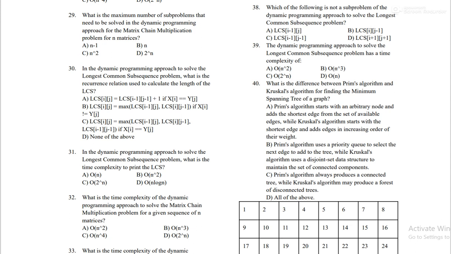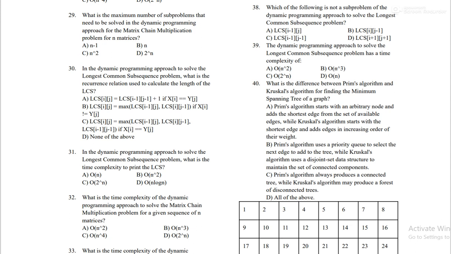Question 40. What is the difference between Prim's algorithm and Kruskal's algorithm for finding the minimum spanning tree of a graph? We have discussed this point earlier also when we were discussing the time complexity of Kruskal's and Prim's algorithms. Both of these algorithms are used to find the minimum spanning tree of a graph, but the differences between them are all of the given reasons.